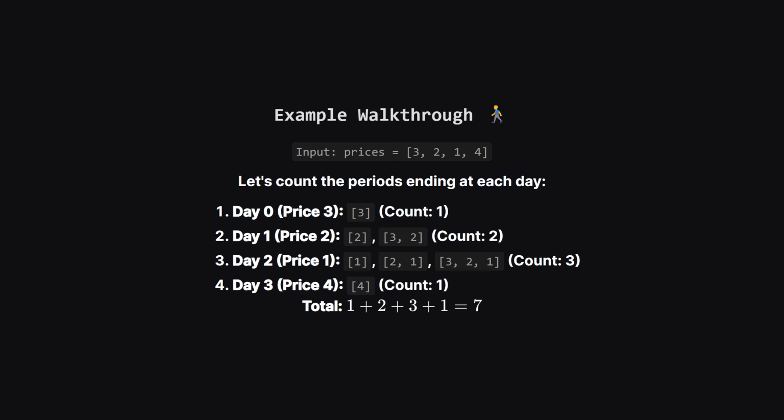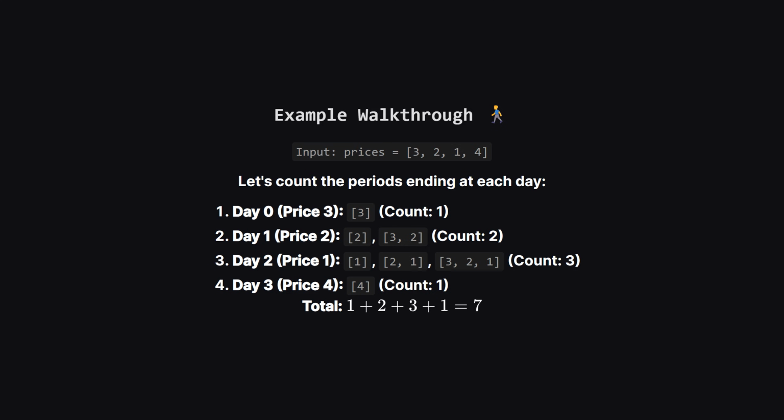Okay, let's walk through the first example from the problem description to see how the numbers add up. We have the prices 3, 2, 1, and 4. Let's look at this day by day. First, we have the price 3. The only period ending here is just the list containing 3 itself, so that's one period. Next, we have 2. 2 is exactly 1 less than 3, so we can extend the previous period. We have the period containing just 2, and the period 3, 2. That's 2 periods ending on this day.